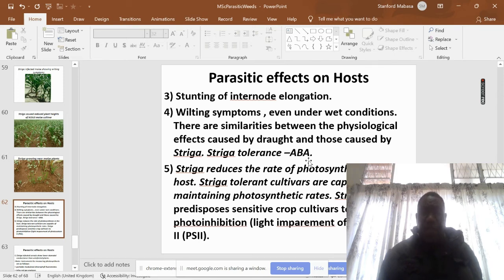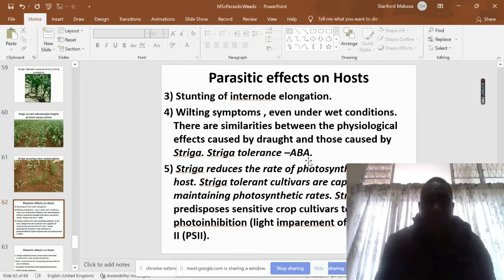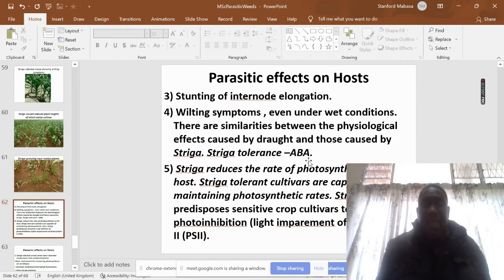Striga reduces the rate of photosynthesis in the host. Striga tolerant cultivars are capable of maintaining photosynthetic rates, and striga can predispose sensitive crop cultivars to photoinhibition, light impairment of photosystem 2. So the presence of striga can cause damage to the leaves. So they won't be able to photosynthesize efficiently.